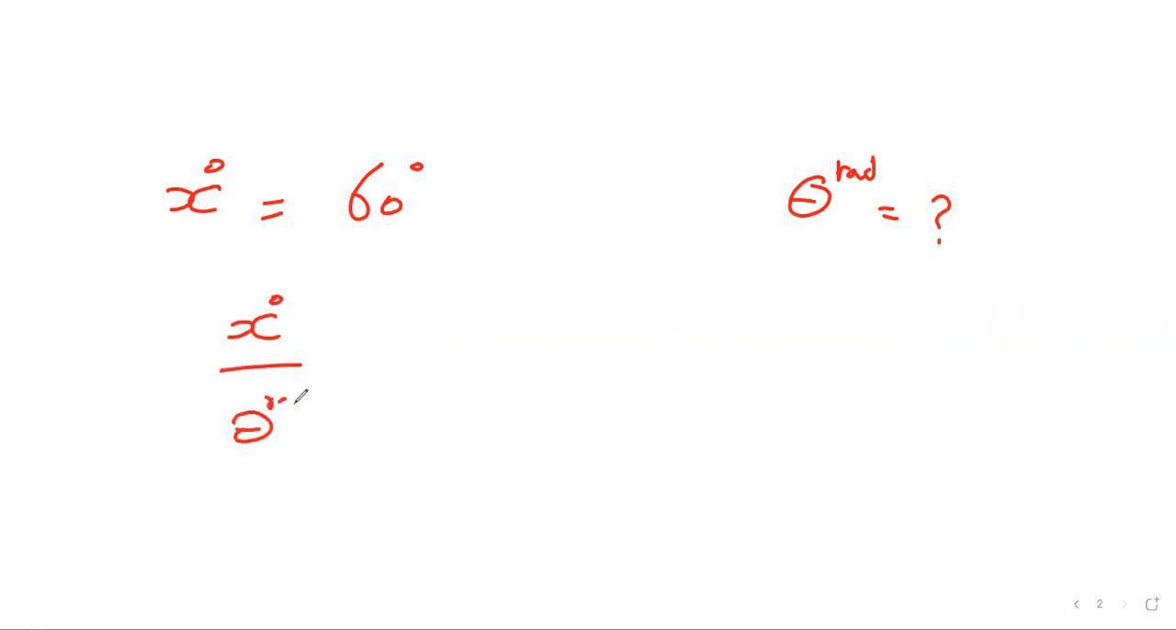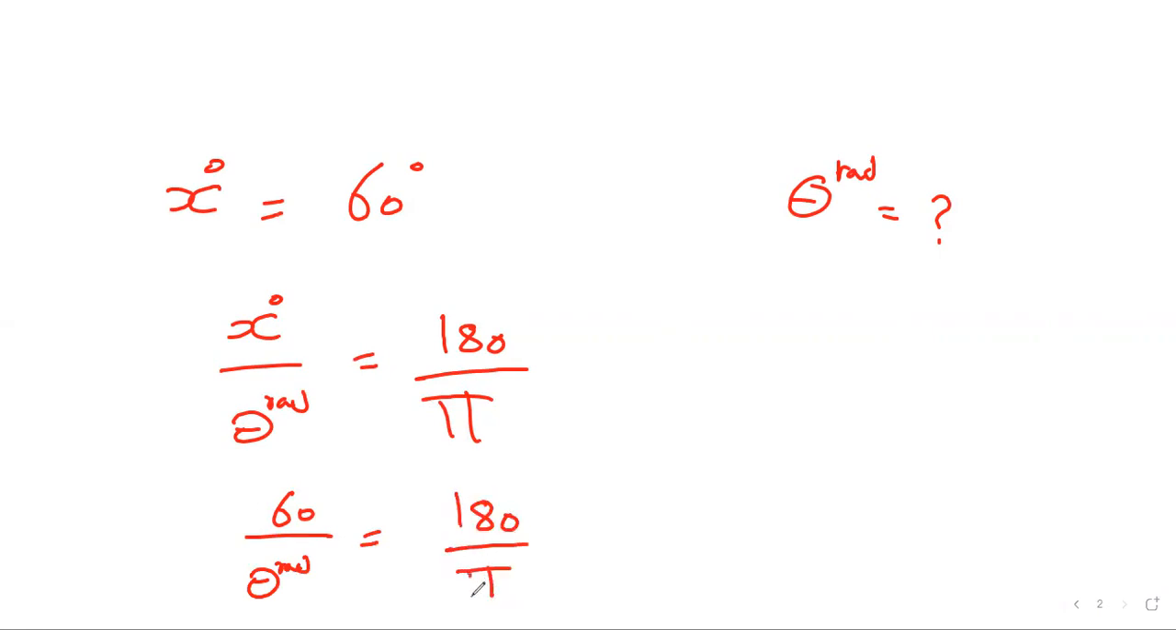Now, if I have an angle like x degrees equals 60 degrees, I want to find the radian measure of this angle. So write the relation: x degrees over theta radian equals 180 divided by pi. So x degrees is 60, 60 divided by theta radian equals 180 divided by pi.